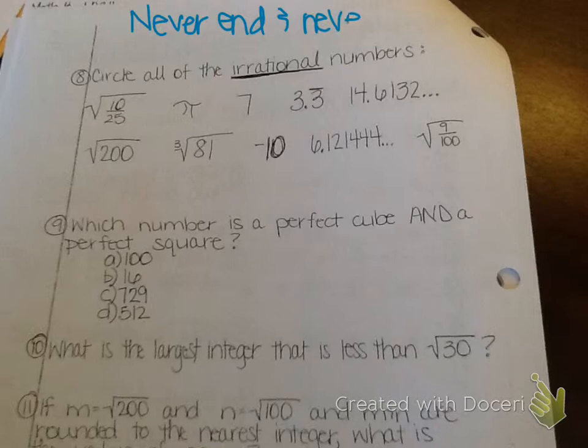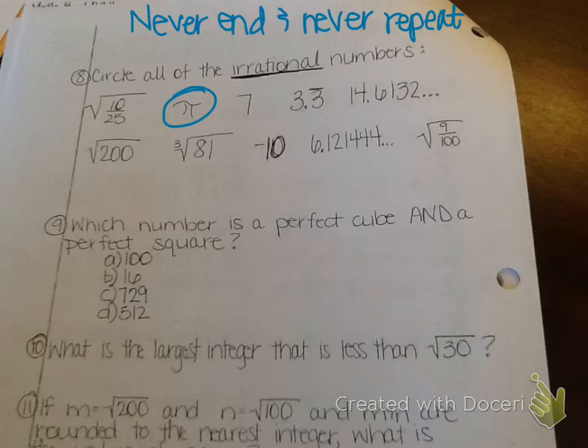And never repeat. The most famous irrational number is, of course, pi. So anything with pi in it is irrational, no matter what. Okay?